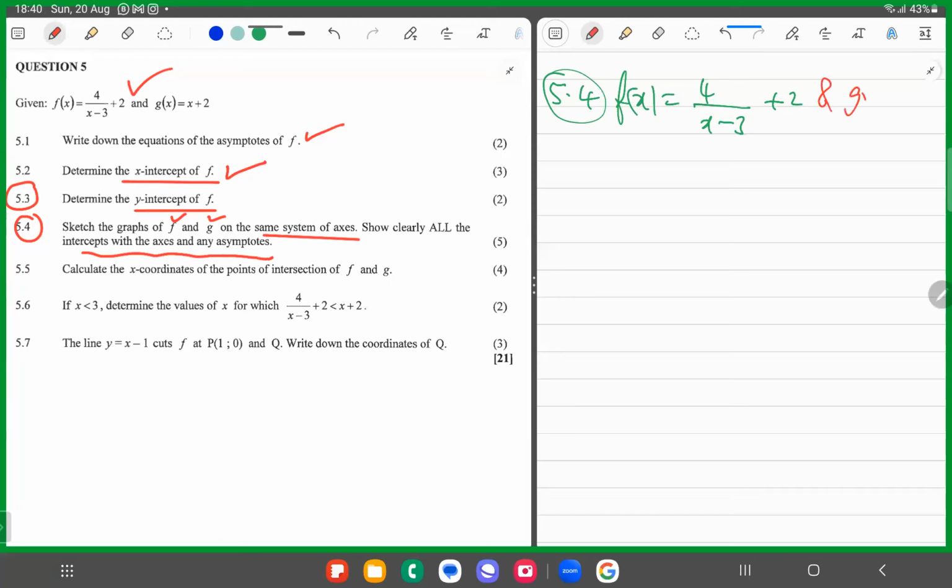And the other function is g of x, which is x plus 2.